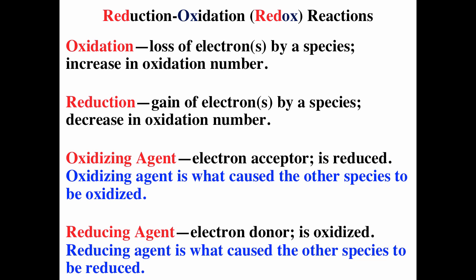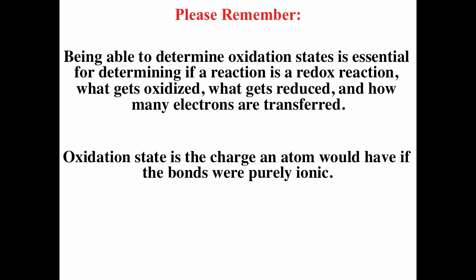Oxidation is a loss of electrons by a species, an increase in oxidation state. Reduction is a gain of electrons by a species, a decrease in oxidation state. An oxidizing agent is what causes oxidation. A reducing agent is what causes reduction. Please remember, it's all about oxidation states. To determine if it's a redox reaction, you have to determine the oxidation state of all the elements. Redox is the same as an electrochemical reaction. I hope that helps.